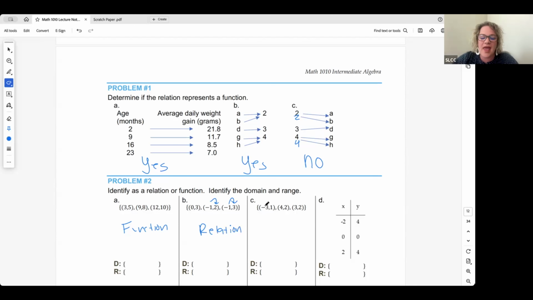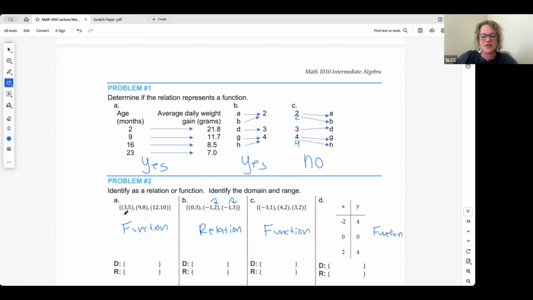Let's look at C. -3, 4, 3. All different inputs? Yes, this is a function. D. The inputs are -2, 0, 2. All different inputs? Yes, this is a function.